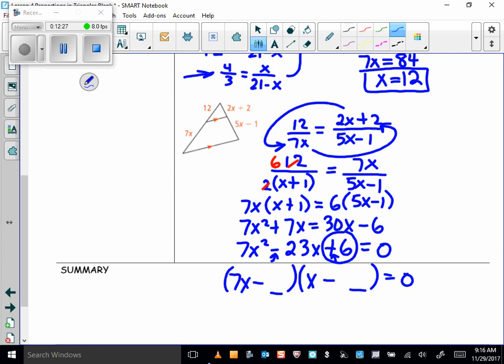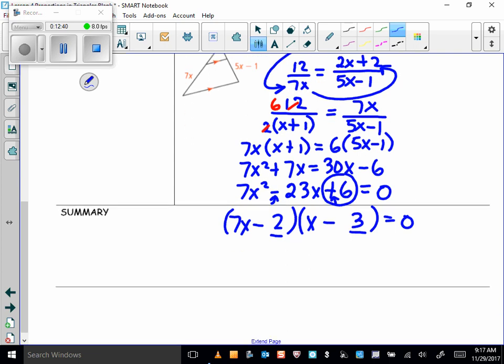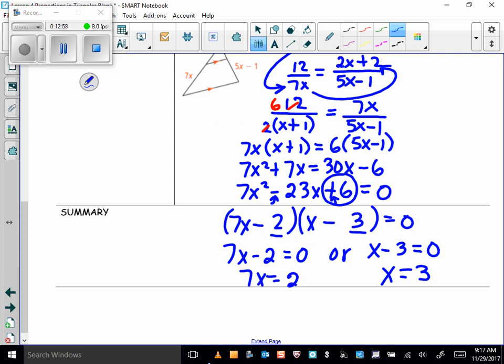So now I just got to figure out where to put the factors of 6. And it could be 1 and 6. It could be 2 and 3. So this was kind of tough. So I'm just going to go ahead and tell you the way it comes out. It comes out like that when you factor it. And then I got to set both of these equal to 0, right? So I can solve, or x minus 3 equals 0. So that one's easy. X equals 3. This one's going to give me 7x equals 2. Therefore, x equals 2/7. So there are my two solutions.